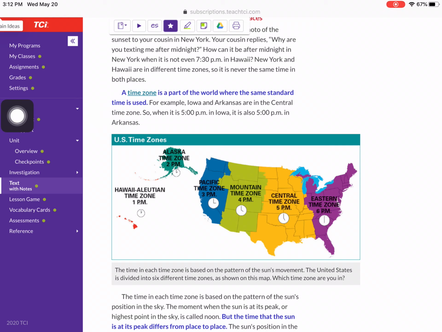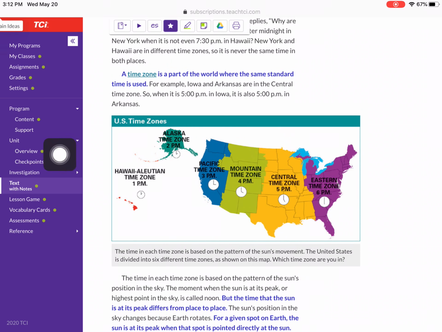A time zone is a part of the world where the same standard time is used. For example, Iowa and Arkansas are in the central time zone. So when it is 5 p.m. in Iowa, it is also 5 p.m. in Arkansas. So this is where Arkansas and Iowa are.